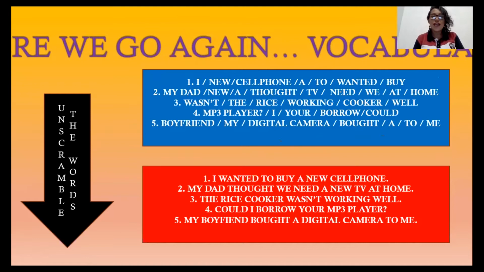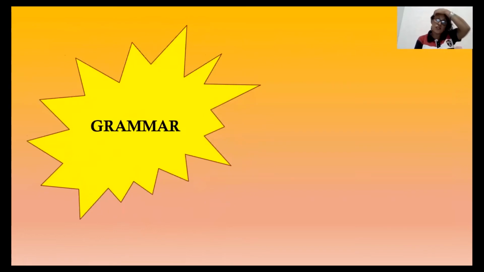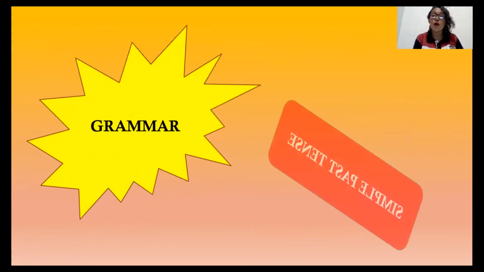3. The rice cooker wasn't working well, so it's time to buy another one. 4. Could I borrow your MP3 player? Now it is a question, okay? And 5. My boyfriend bought a digital camera for me. Ah, so cute, okay? Very well. So this is also the vocabulary that you need to practice, okay? Appliances. So now let's practice grammar. And in grammar, remember that, as I told you some minutes ago, we are going to practice simple past tense.